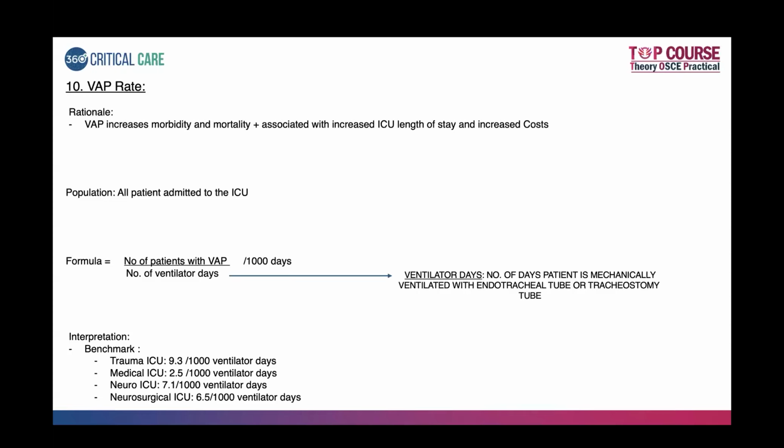So for the whole month, the number of patients who are on mechanical ventilation are taken into consideration as a part of the midnight census. And at the end of the month, these numbers are then added up and averaged. So that would give you the denominator as the number of ventilator days. So the interpretation, the usual benchmark for trauma ICU is 9.3 per 1000 ventilator days. Medical ICU, it's 2.5. Neuro ICU, it is 7.1. And neurosurgical ICU, it is 6.5.